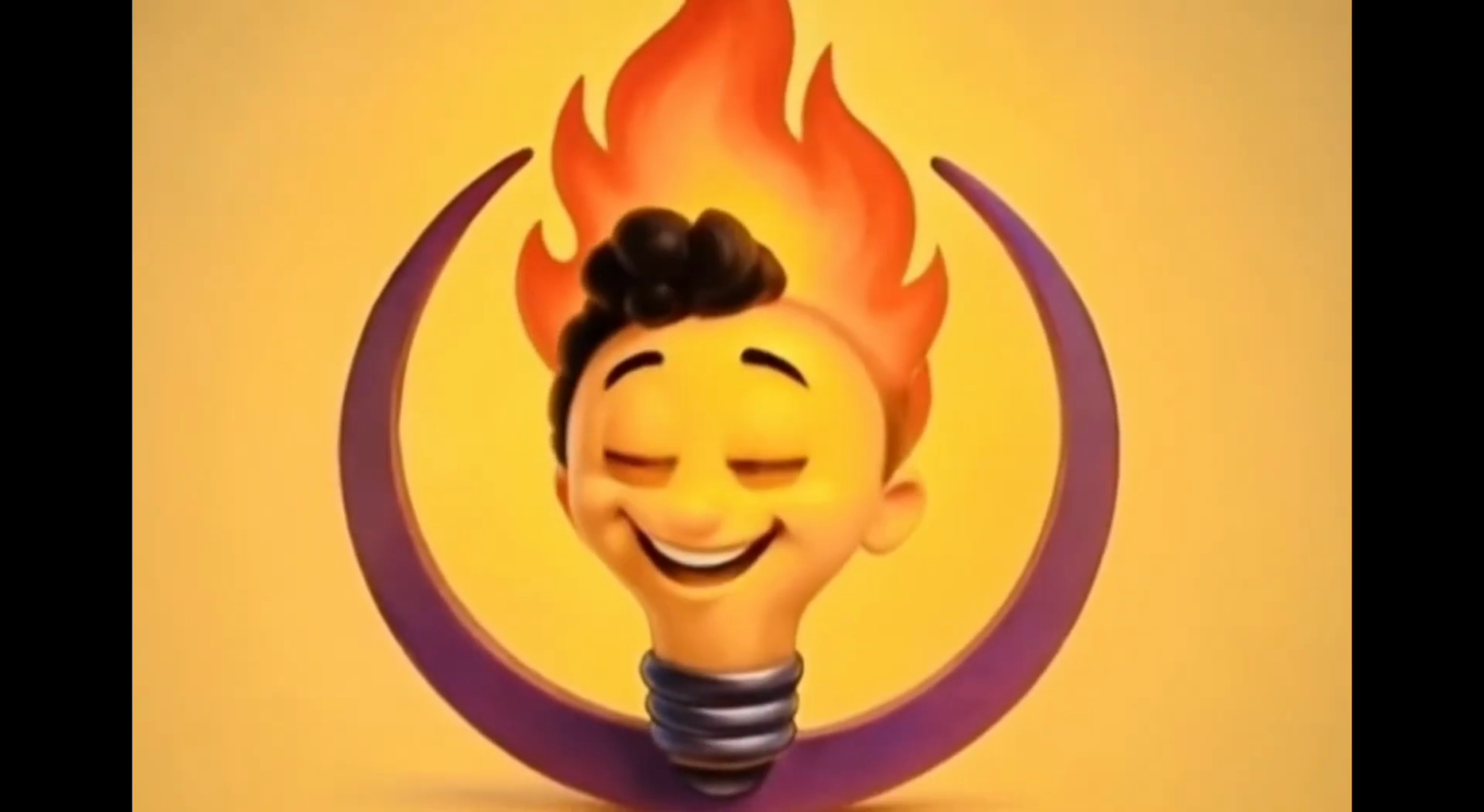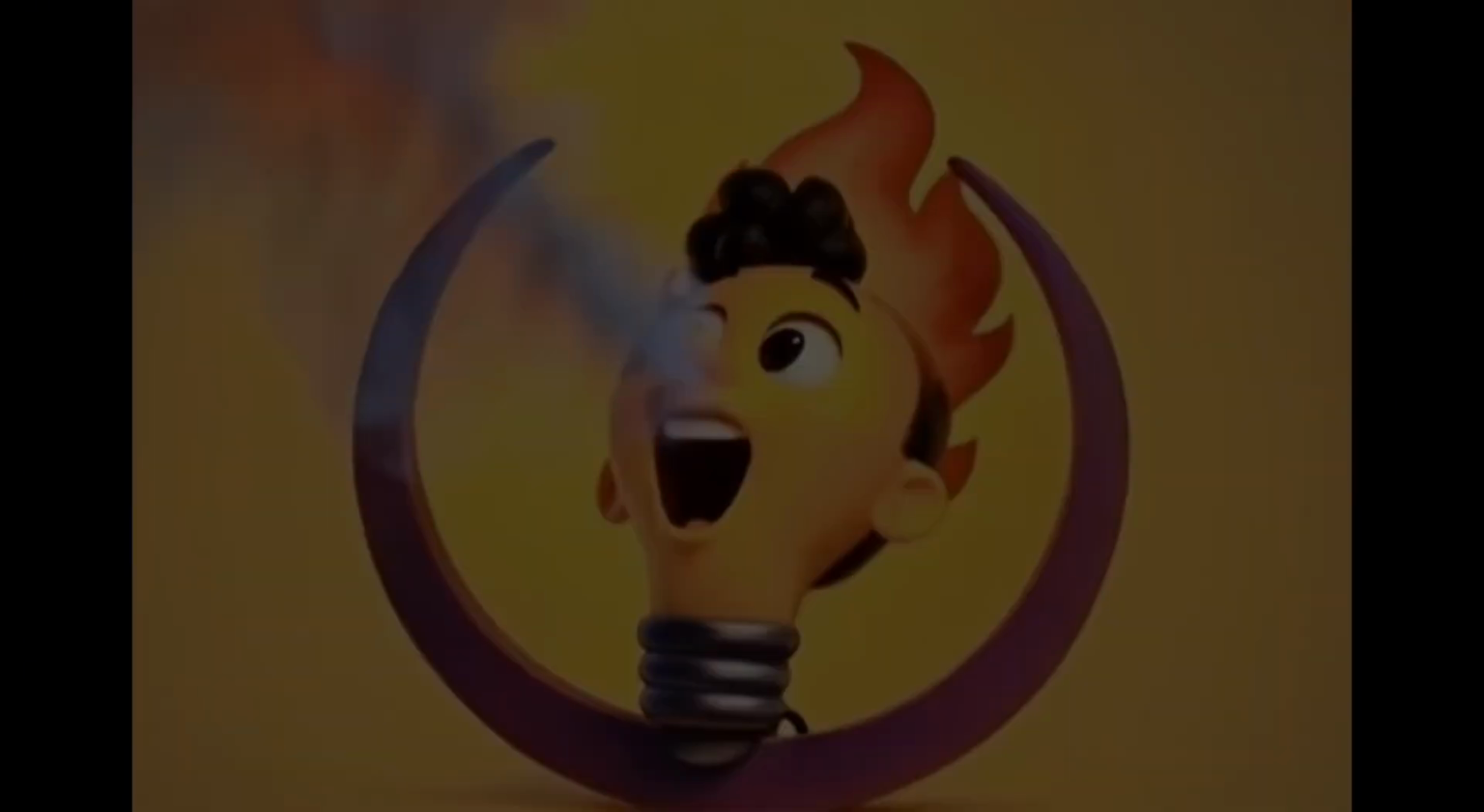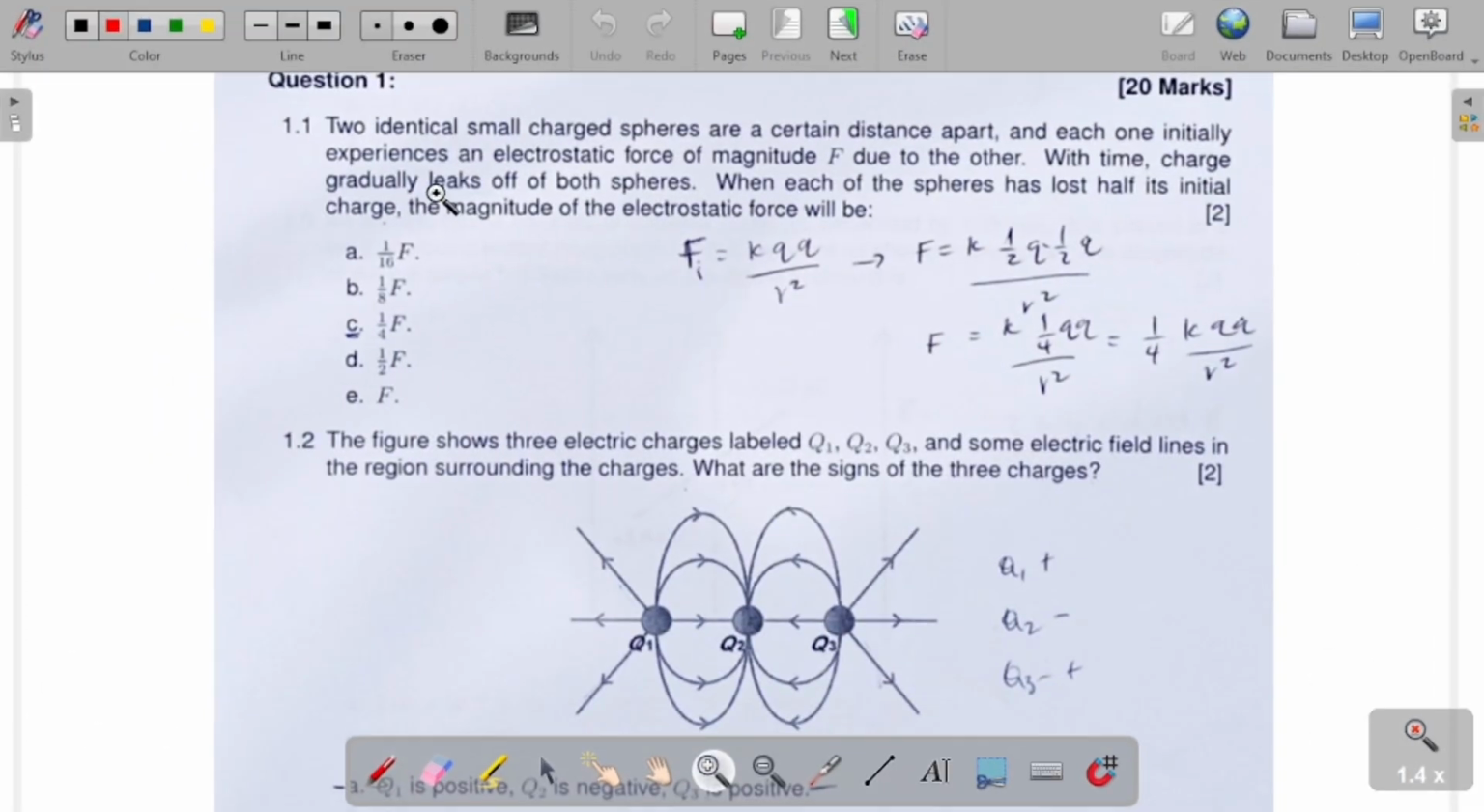That roof is on fire. Oh, we gonna take it high. Can you all read from this problem?